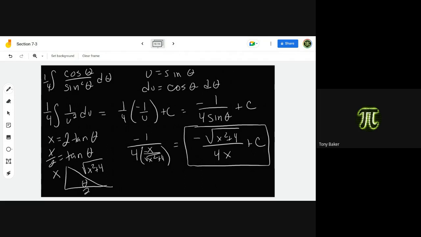And you also now see why, if this was a definite integral, I could have actually just done it with u's and never had to go backwards. So that definitely saves me some steps at the end.